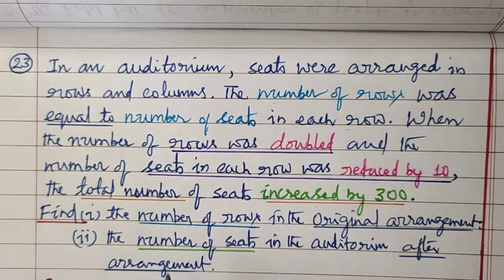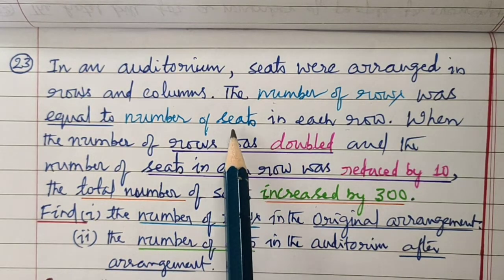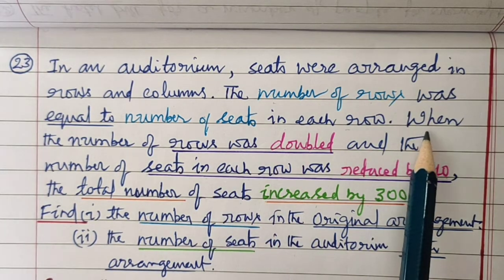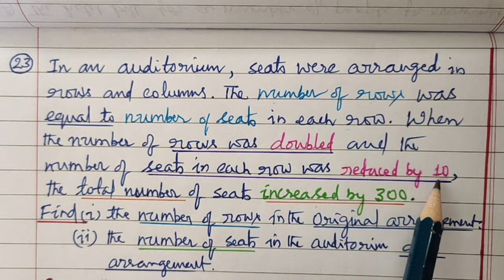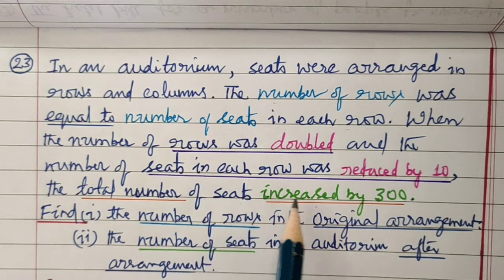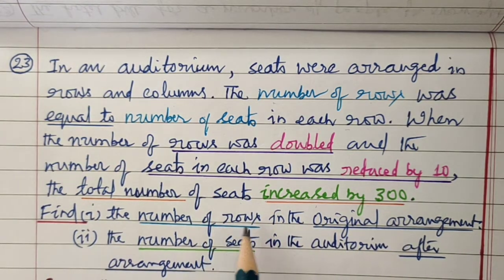There was an auditorium where the number of rows is equal to the number of seats. Then there is a condition here. When the number of rows was doubled and 10 seats were reduced in each row, the total number of seats increased by 300. Then we need to find the number of rows in the original arrangement and the number of seats in the auditorium after the arrangement.